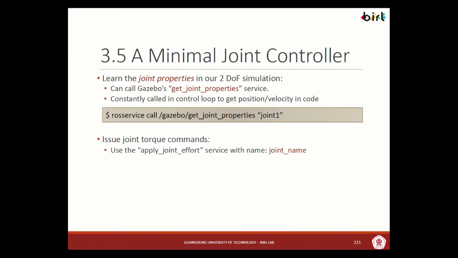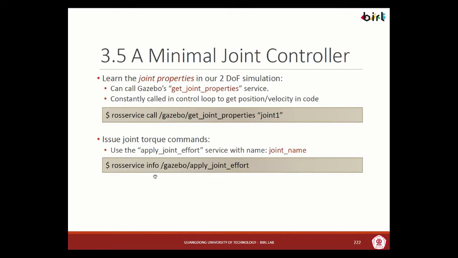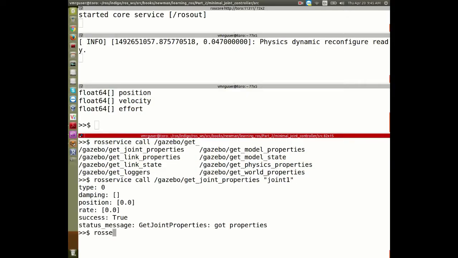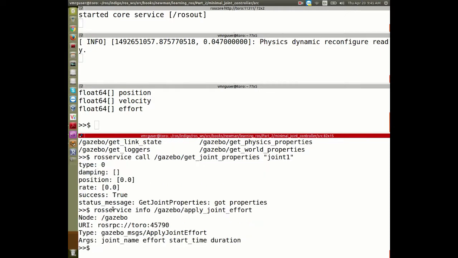We can also issue joint torque commands using the apply joint effort service with joint name. First, let's get some information about this. rosservice info gazebo apply joint effort. So this says actually the service that is running this is Gazebo, and it uses a type of gazebo messages apply joint effort. Okay, it needs a joint name, it needs an effort, it needs a start time, and it needs a duration. This thing needs 4 things.